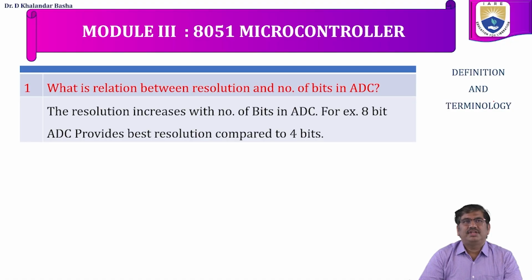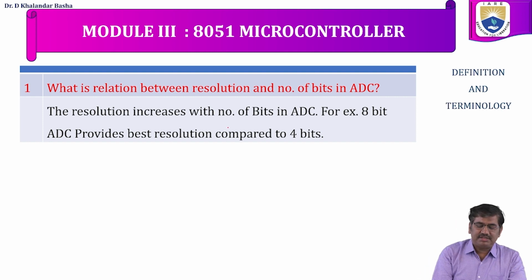The first definition is, what is the relation between the resolution and the number of bits in ADC, that is analog to digital converter? The resolution increases with the number of bits in ADC. For example, an 8-bit ADC provides better resolution compared to 4 bits.